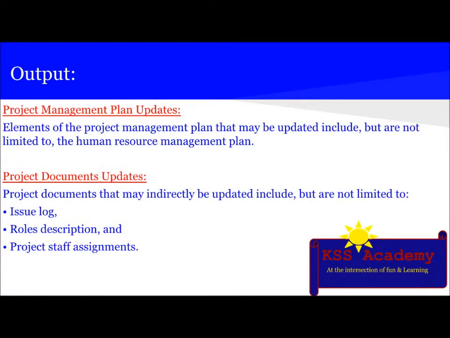The next output is project management plan updates. Elements of the project management plan that may be updated include, but are not limited to, the human resource management plan. The third output is project document updates. Documents that may be indirectly updated include the issue log, roles description, and project staff assignment.